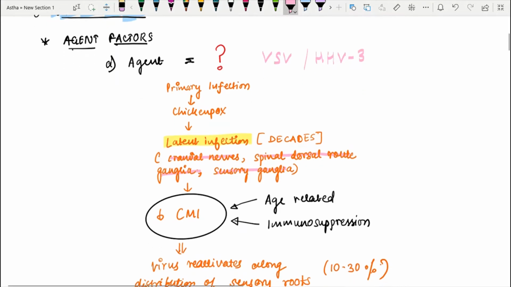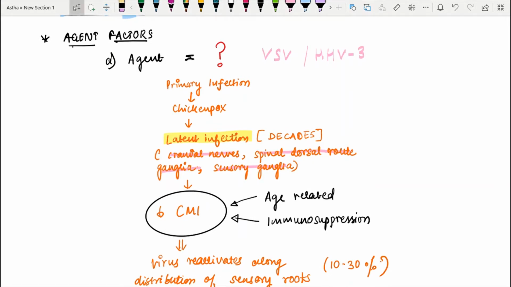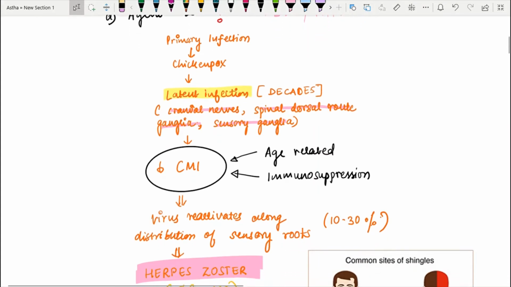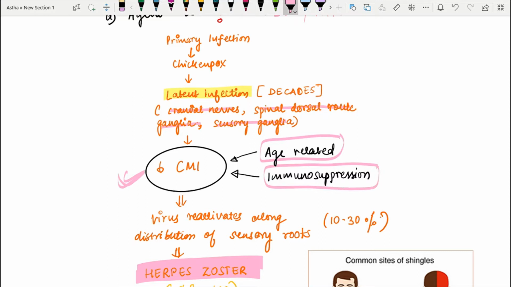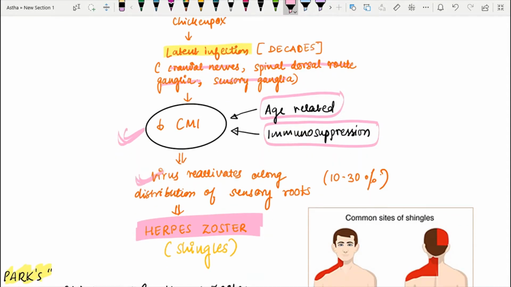So what protects against the virus which is already there as a latent infection? Yes, your immunity. So when the cell-mediated immunity in our body reduces, it can be either age-related or due to immunosuppression, whether due to immunosuppressive drugs, or some sort of malignancies or AIDS, or any other infections. All these conditions which lead to decline in your cell-mediated immunity will ultimately lead to reactivation of the virus which was already located along the cranial nerves.